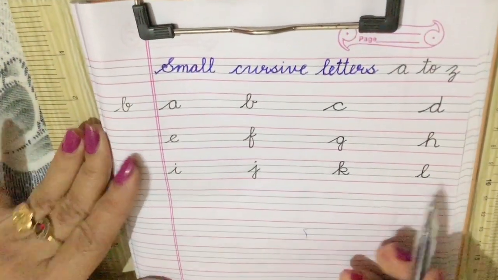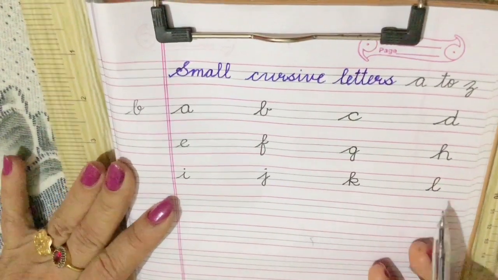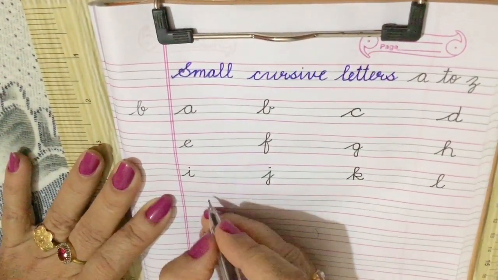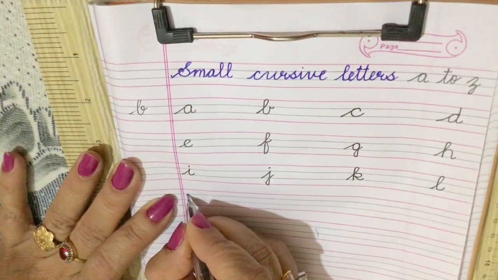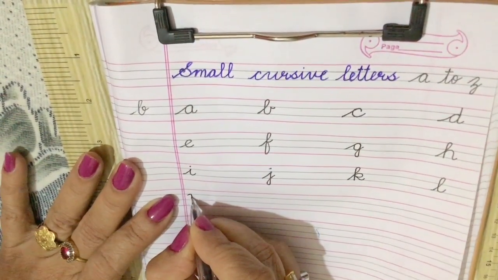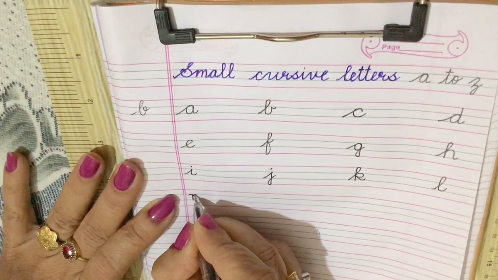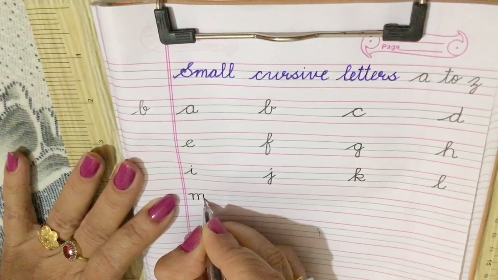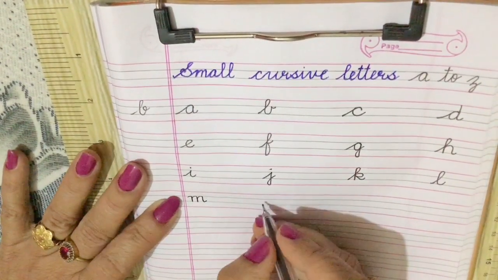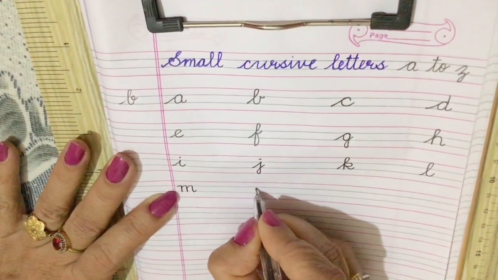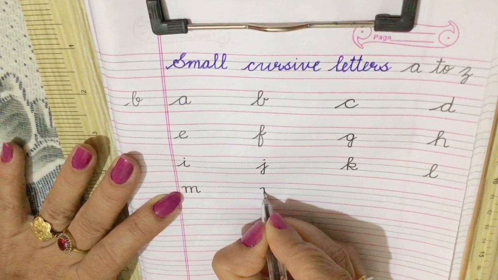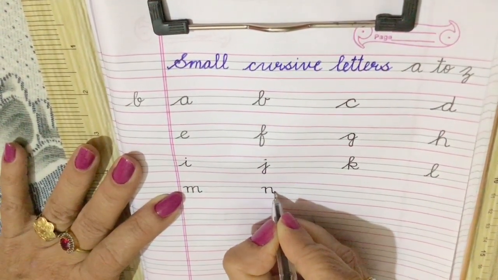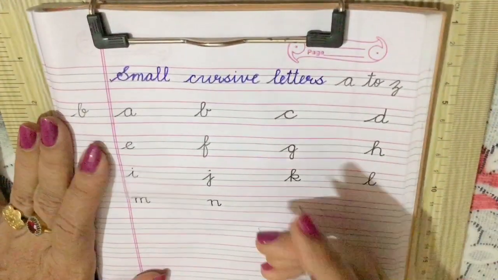After learning all the loops, it will be very easy to write these letters. After L, we'll write letter M. Put your pencil here. Now with the help of strokes, we'll make letter M. In letter M, we have 3 legs and end with the tail. Now after M, we'll write letter N. Again with the help of down strokes, we'll write letter N and end with the tail.